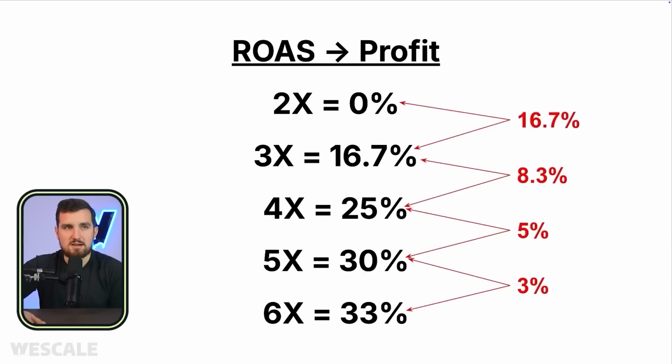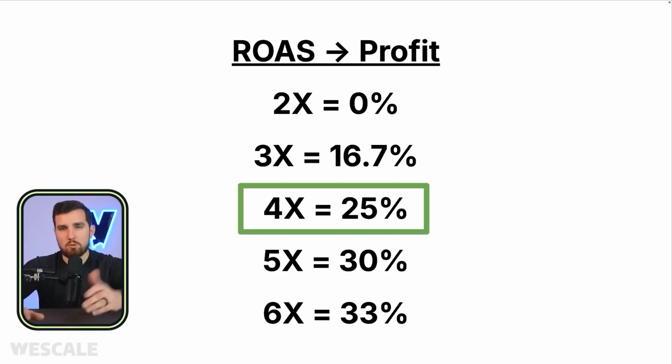So when you break down the incremental improvement, or the marginal improvement, that we're getting at each additional ROAS, it diminishes over time. Going from a 2 to a 3, which is still just a 1x improvement on our return, is 16.7% additional net profit. Then when you go from a 3 to a 4, which again is just a 1x improvement on our ROAS, that's an 8.3% improvement. Then from a 4 to a 5, that's 5%, 5 to a 6, it's 3%.